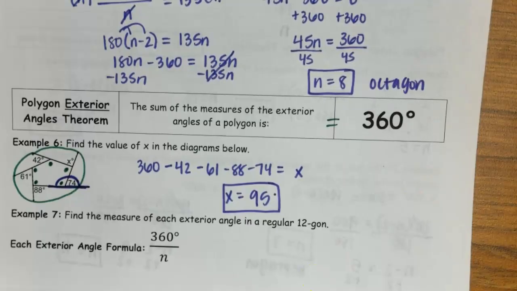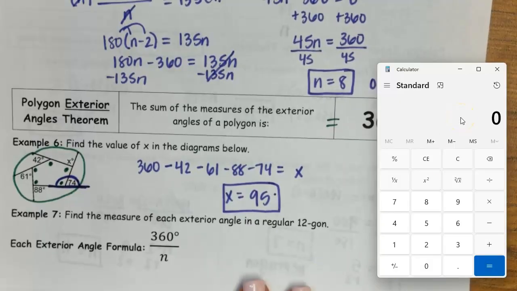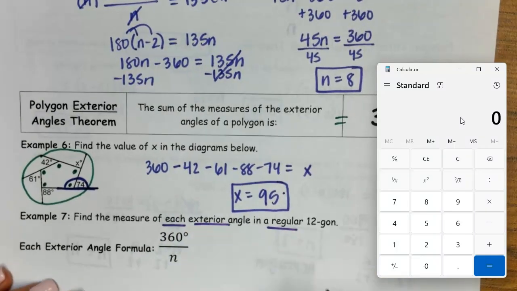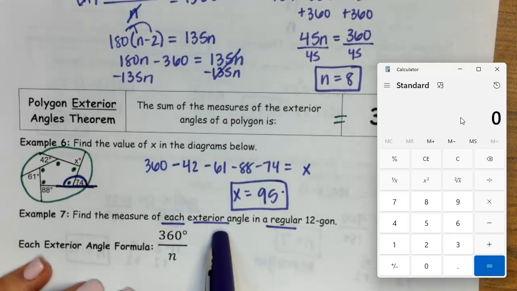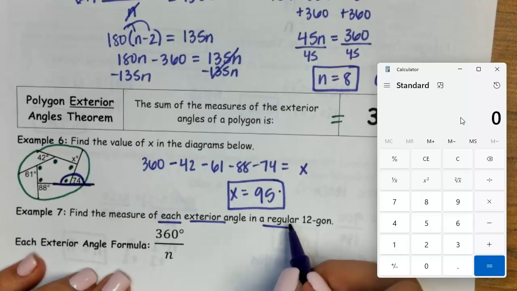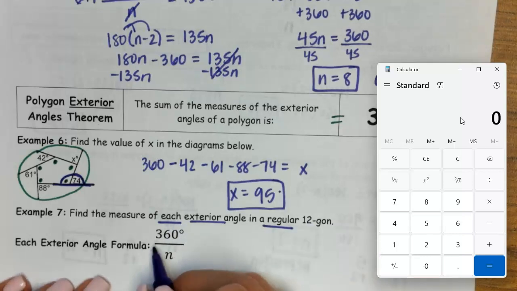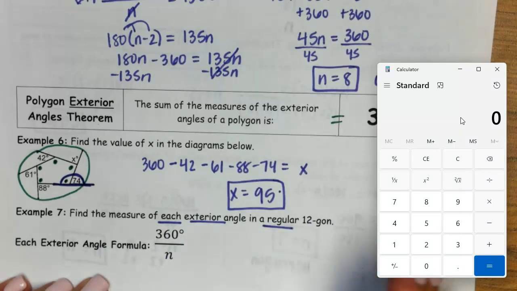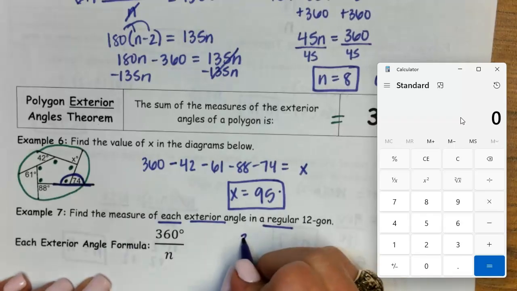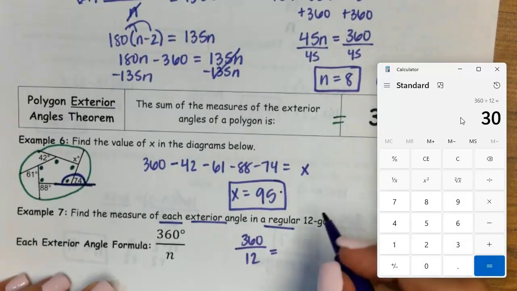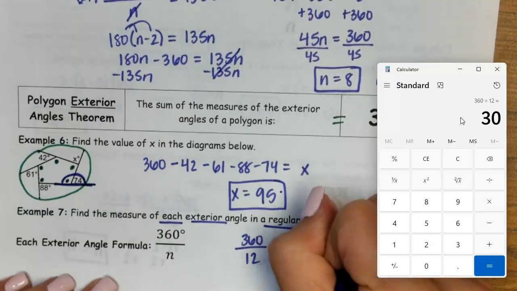Okay, right here, example 7, it says find the measure of each exterior angle in a regular 12-gon. So exterior meaning outside of a regular 12-gon. Remember, regular means all sides and all angles are congruent, which means that all the exterior angles are also congruent. So it's real easy. We can just take 360, the sum of all exterior angles no matter what polygon it is, and divide it by the number of sides. So 360 divided by 12, there are 30 degrees for that angle.